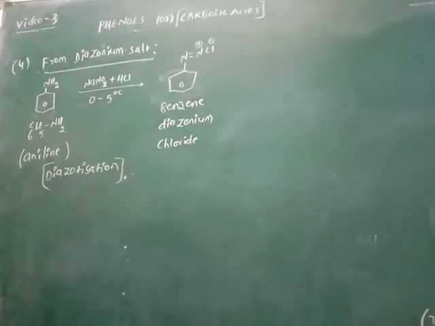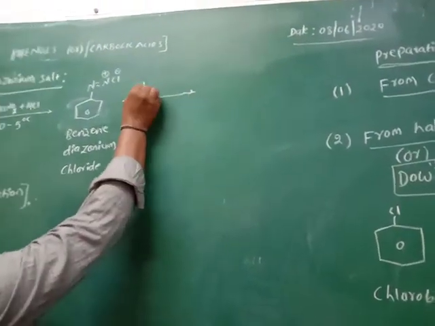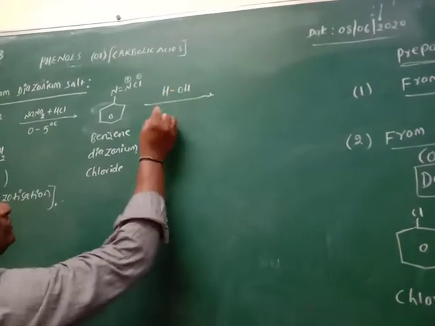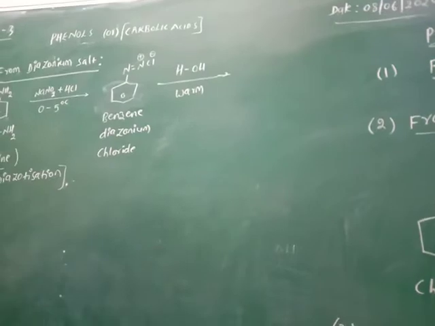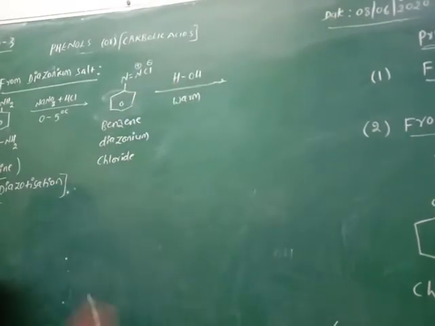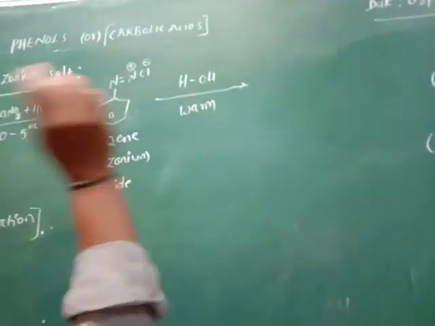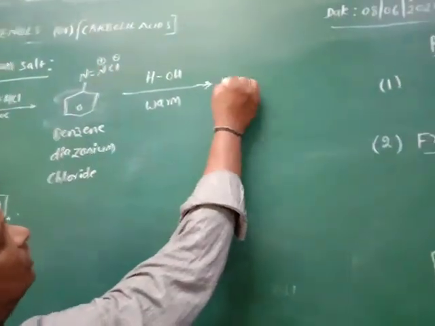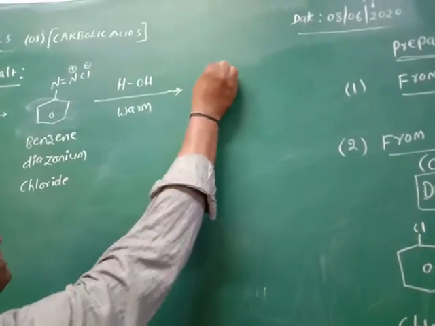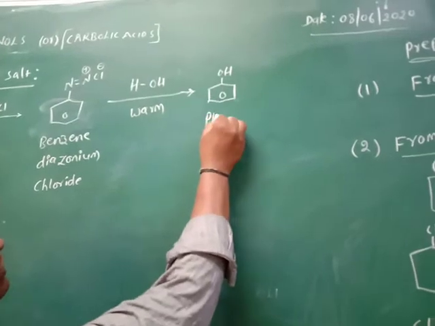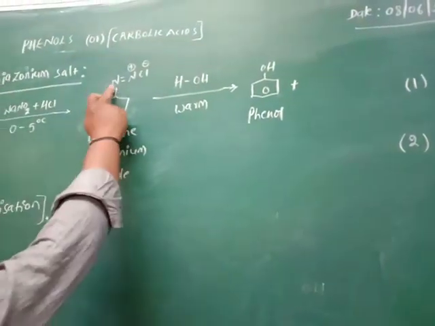Then the obtained benzene diazonium chloride on hydrolysis, it means react with water and strong heating, it means warm the water with benzene diazonium chloride. Then an OH group is attached to the benzene. So it is phenol. The obtained compound is phenol plus N2.